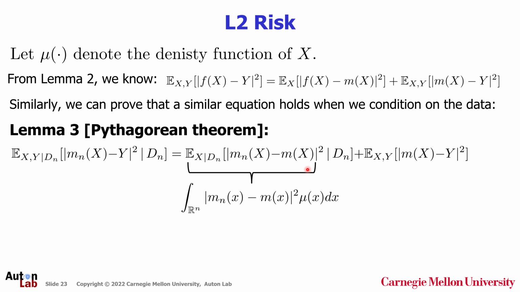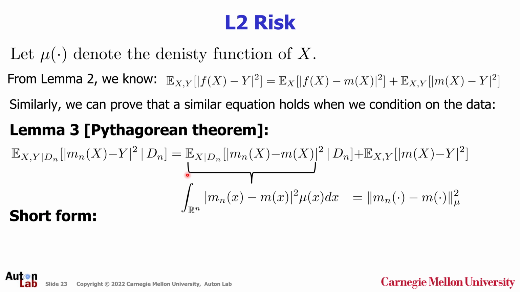Here, in this term, we need to take the expectation with respect to the random variable x conditioned on the training data set Dn. So this can be written as an integral of (Mn(x) - m(x)) squared, multiplied with the density of x, which was just mu(x). Since we condition on the training data set Dn, we keep Mn(x) as a function of Dn. We don't take expectation with respect to Dn. This expression here is just the mu squared norm of the difference between functions mn and m.